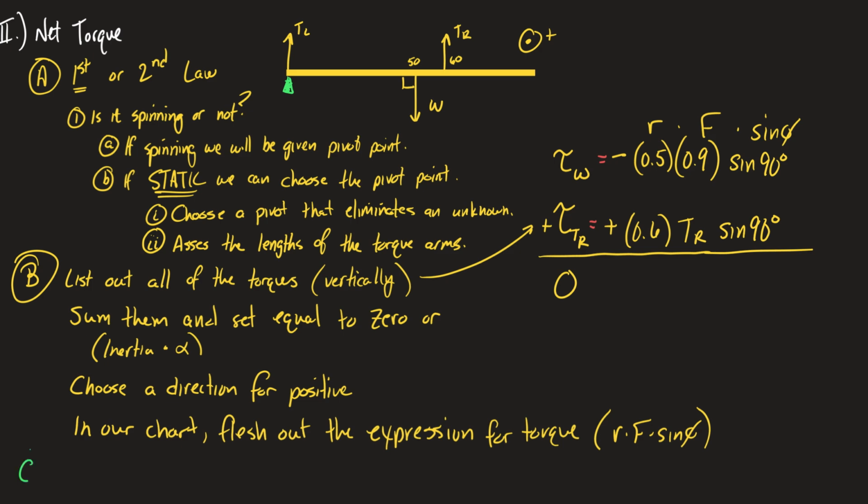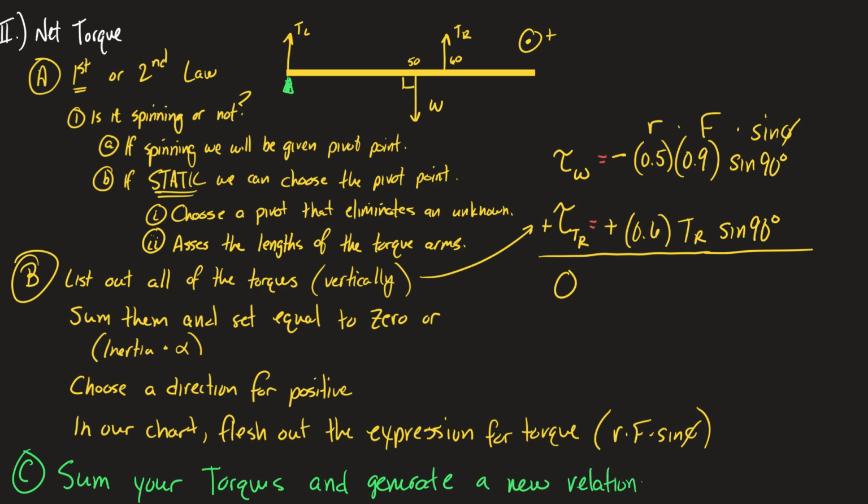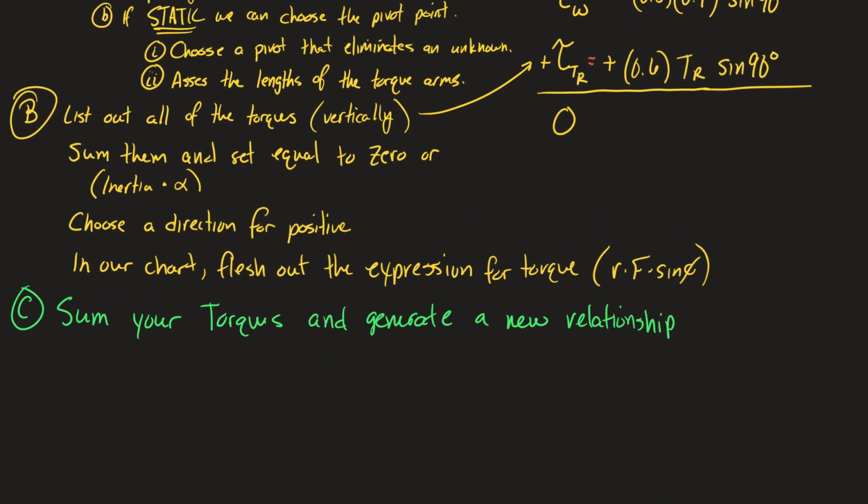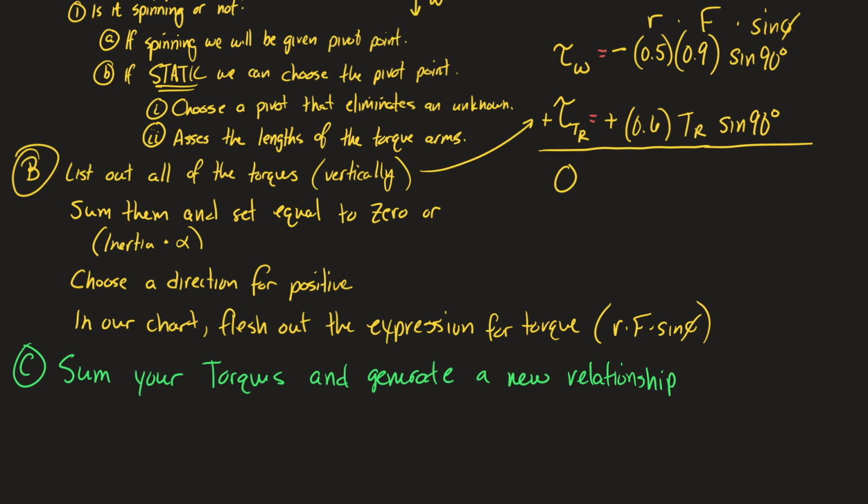So the last part is sum your torques and generate a new relationship. I want to make sure it's explicitly clear that Newton's laws provide you a framework to generate a relationship that may or may not solve your problem. You're hopeful that it will, but all it does is generate a relationship. What you do with that relationship determines whether you solve the problem or not.